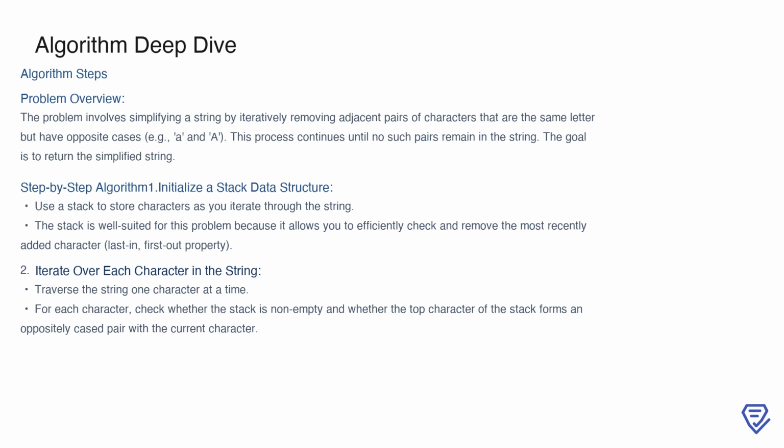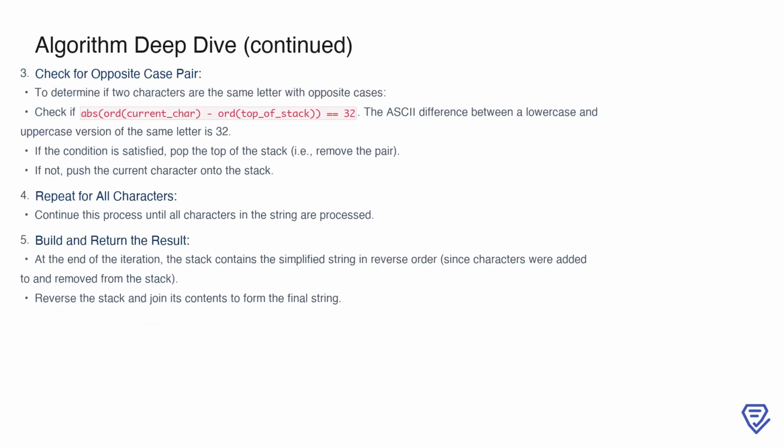First, we initialize an empty stack. Then, we iterate through the string character by character. For each character, we check if the stack is non-empty and if the top of the stack forms an oppositely cased pair with the current character. This approach ensures that we handle the problem incrementally and efficiently, leveraging the stack's last-in, first-out property to manage pairs dynamically.